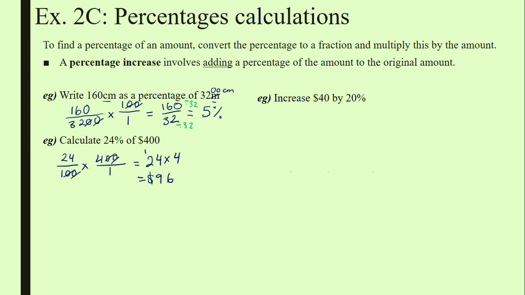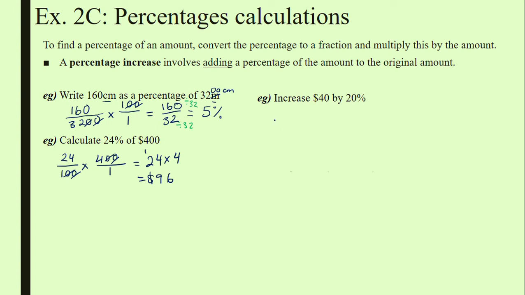Two more examples. This time we're looking at percentage increase or decrease. We want to increase $40 by 20%. The percentage increase involves adding a percentage of the amount to the original amount. So there's a few ways that you can do this.